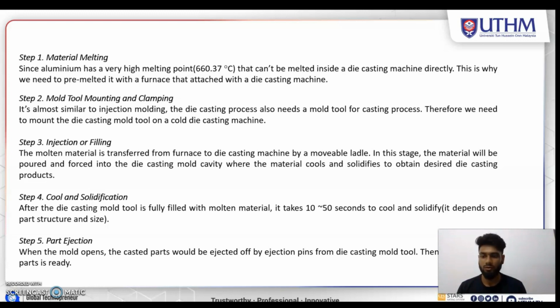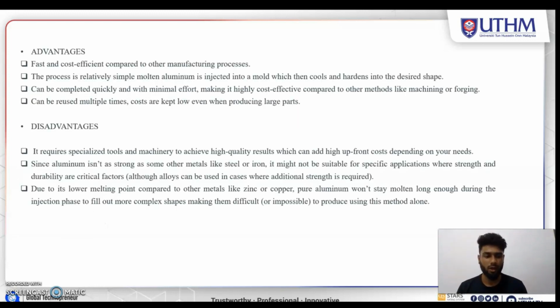Next, the last part is step 5, part ejection. When the mold opens, the cast parts are ejected by the ejection pin from the die casting machine. So next I'm going to explain the advantages and disadvantages of die casting.